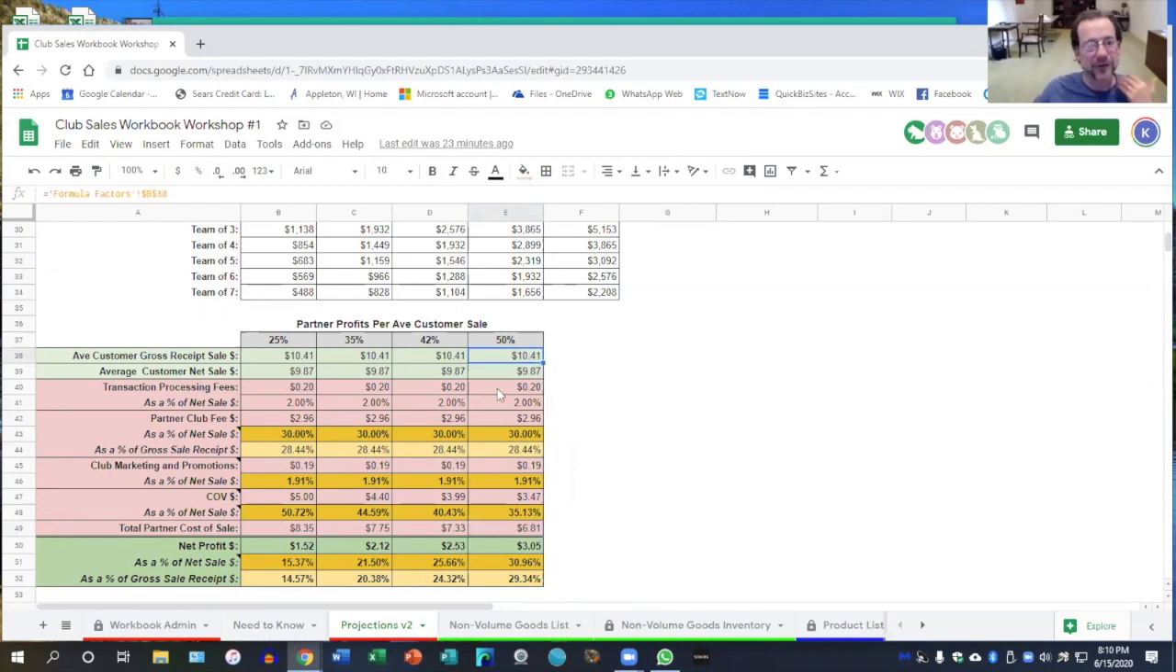$10.41 sale. There's some transaction fees because you're going to be processing your credit cards, and then there's a club fee to help support the club of $2.96, and then there's some costs of marketing to keep more money coming in. So all said and done, your total costs of the inventory itself, right? Because you had to buy the product and then you had to sell it. Your total cost of all that is $6.81. So you make $3 take home spendable profit for every sale.